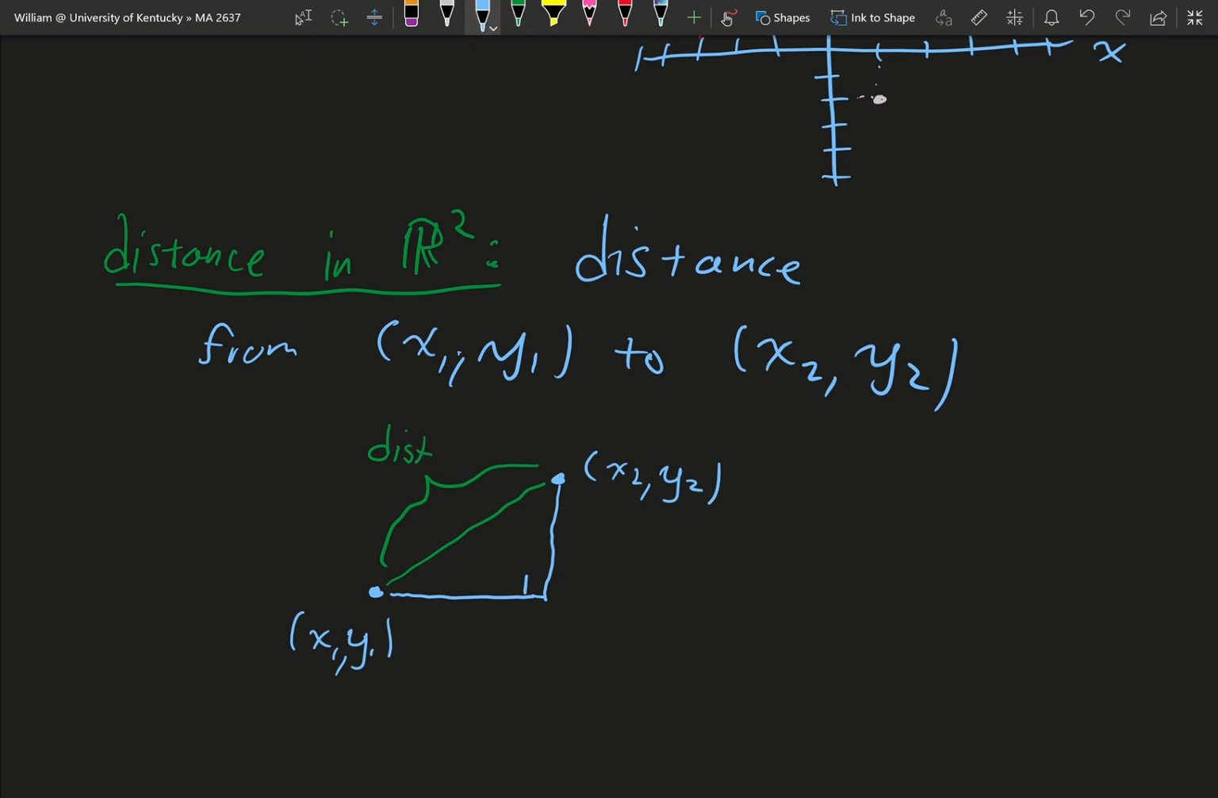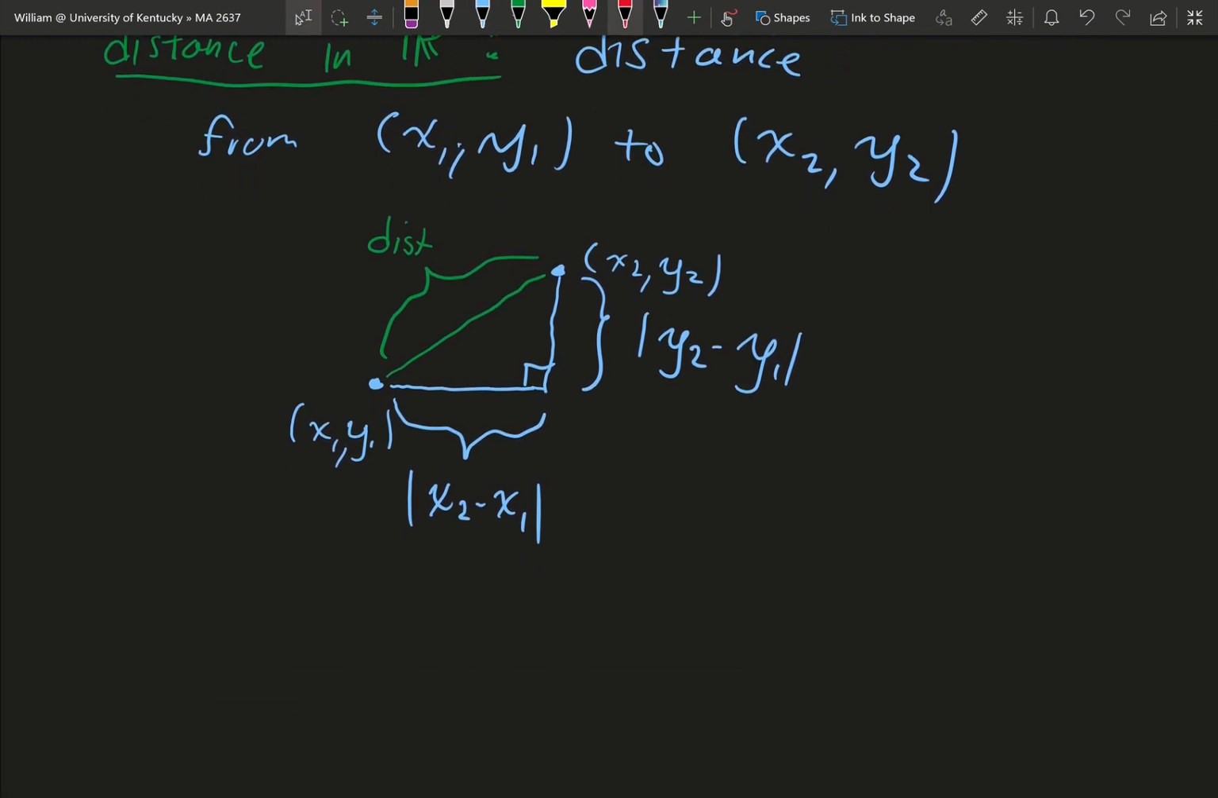So if I draw this right triangle, then this length is the difference in how we move in the x direction. So this is going to be the absolute value of the difference of x2 minus x1. That is what that length is. And this is going to be the absolute value of the difference of my y coordinates, so y2 minus y1. Or you could do y1 minus y2.